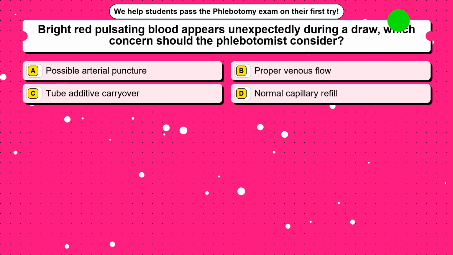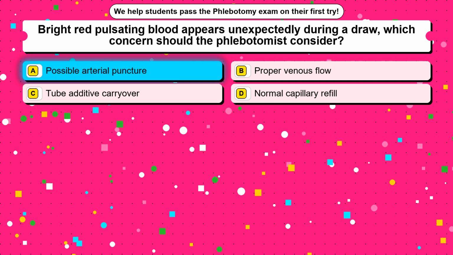Question 49. Bright red pulsating blood appears unexpectedly during a draw. Which concern should the phlebotomist consider? Option A. Possible arterial puncture. Option B. Proper venous flow. Option C. Tube additive carryover. Option D. Normal capillary refill.